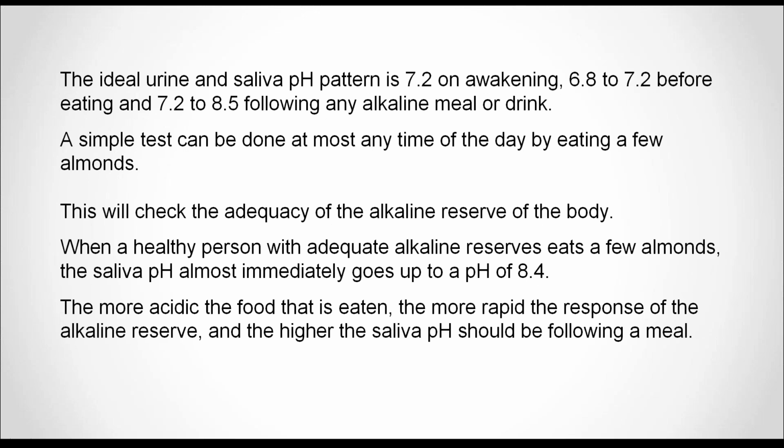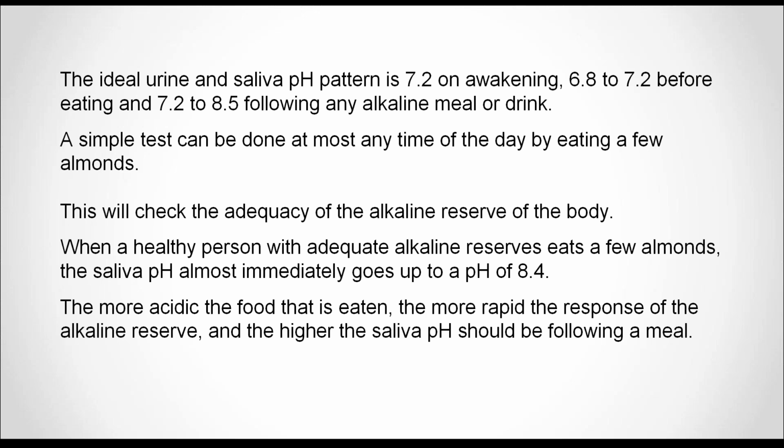So the ideal urine and saliva pH pattern is 7.2 on awakening, 6.8 to 7.2 before eating, and 7.2 to 8.5 following any alkaline meal or drink. A simple test can be done at most any time of the day by eating a few almonds. This will check the adequacy of the alkaline reserve of the body.